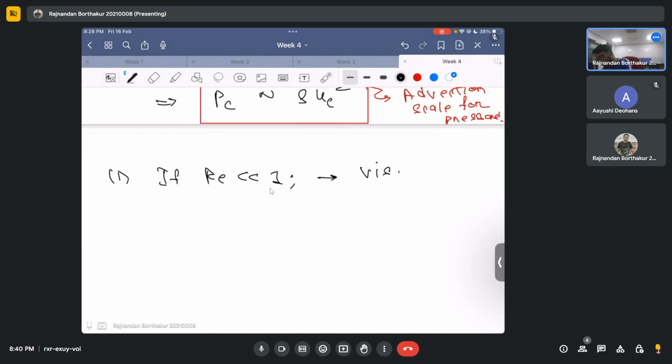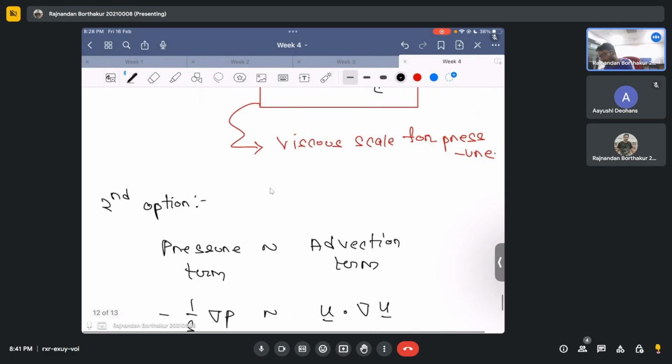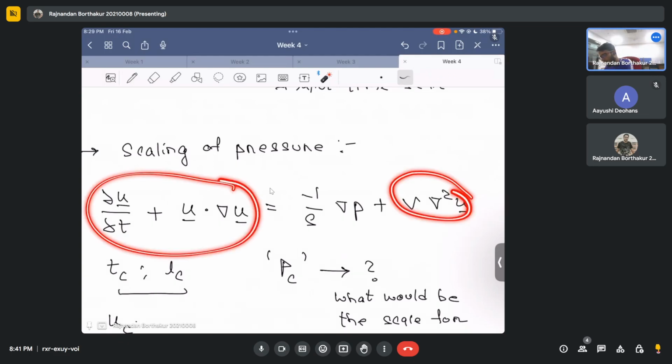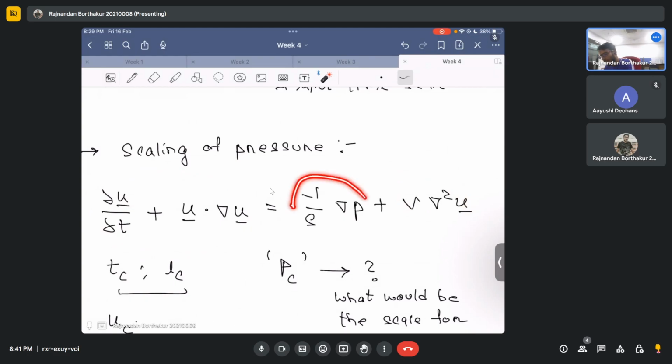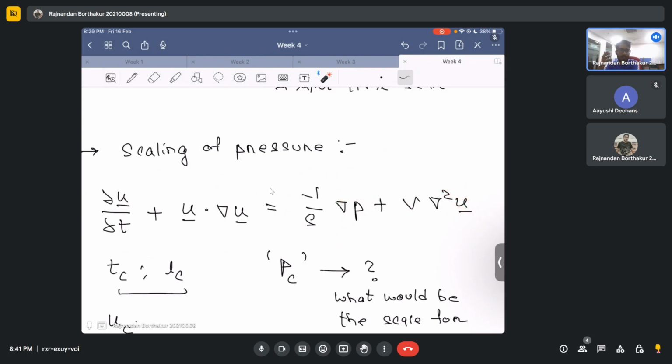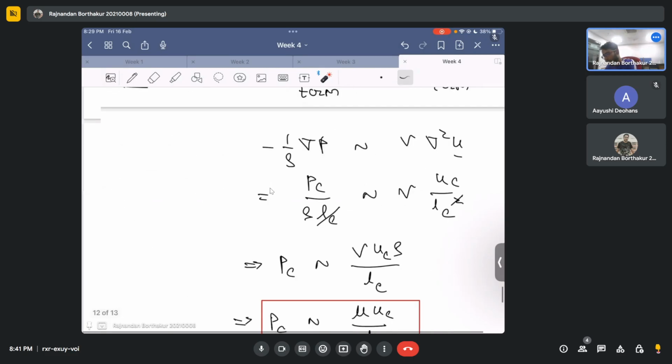This means viscosity dominates, and this means that pressure. See, this is very simple, right? If the Reynolds number is very much greater than 1, this term would basically dominate over this term. That means the only way the pressure could balance is by balancing with the viscous term. And that's why the obvious scale the pressure would take is the viscous scale. I hope this is clear to you.